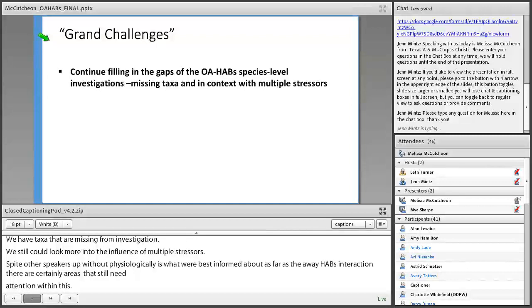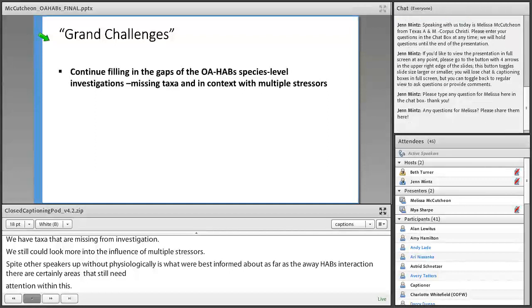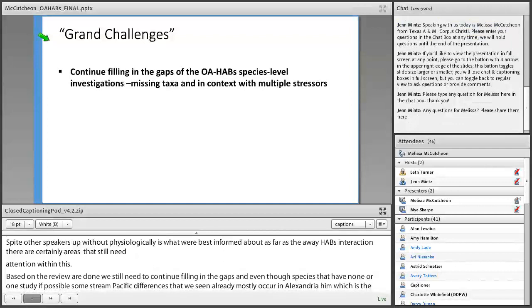even those species that have none or only one study, it's possible that some strain-specific differences that we've seen already, they mostly occur in Alexandrium, which is also the most well-studied. So because we see the most variability within the species that is best studied, that might suggest that further investigations would be warranted.